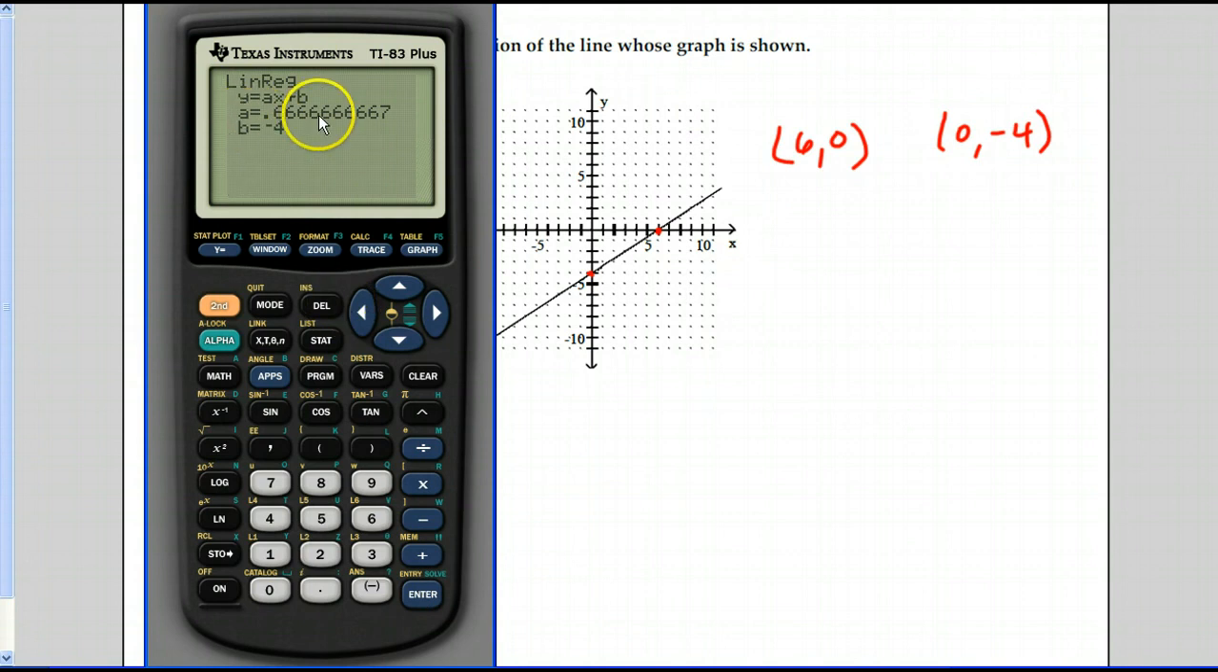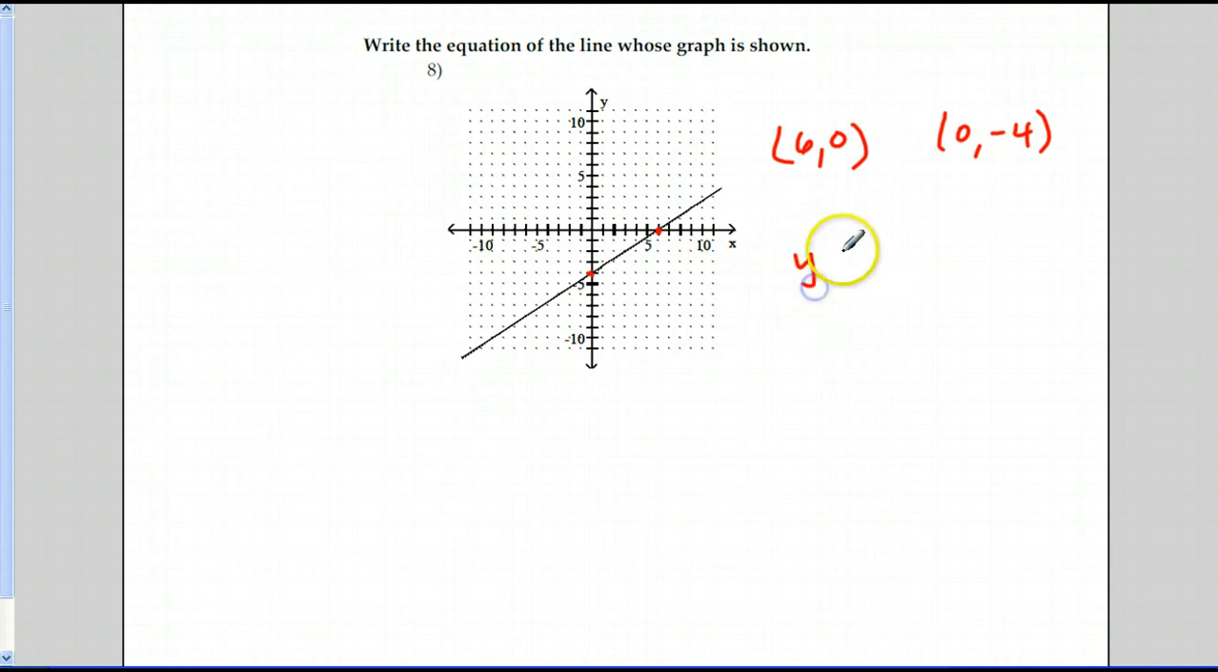Alright, a is that. Now if you don't recognize that decimal, again, just put it in. Make a whole line of those 6's and a 7. That's a repeating 6. And then hit math and fraction, and that'll tell you that that's 2/3. Alright, so that slope is 2/3, and the y-intercept obviously was negative 4, which we got written there. So that means our equation was y equals 2/3 x minus 4. Okay?